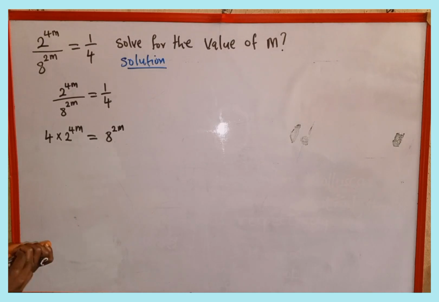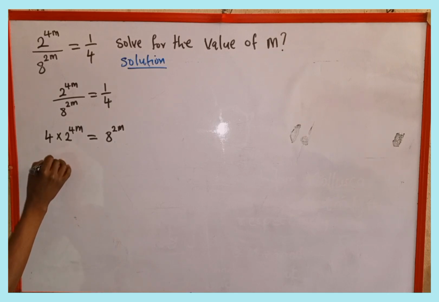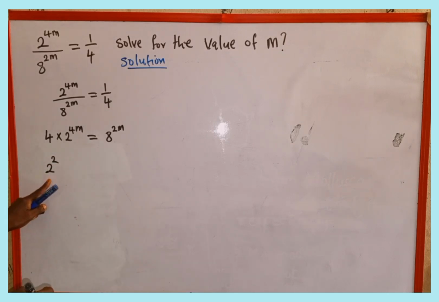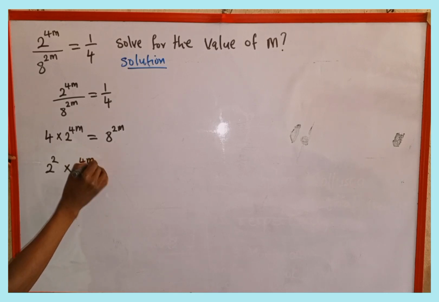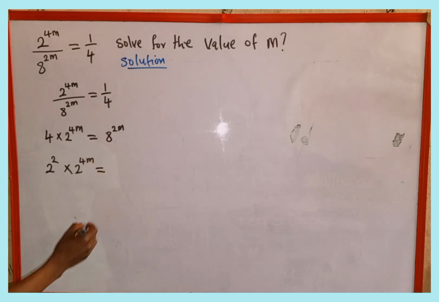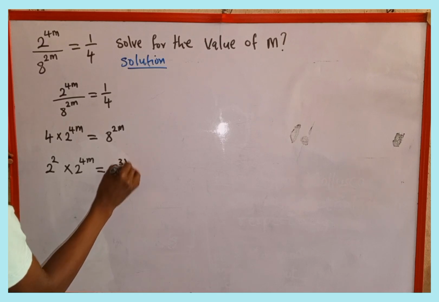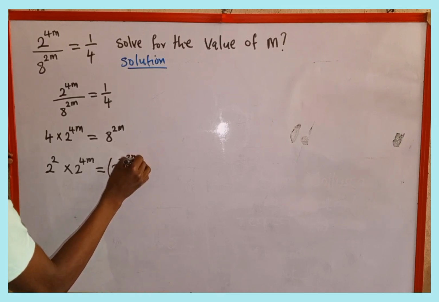So the next thing we are going to do is to express all the terms in terms of 2. This 4 can also be written as 2 to the power of 2, because 2 multiplied by 2 gives us 4. Then multiplied by 2 to the power of 4m, which is equal to 8, which can also be written as 2 to the power of 3, then all to the power of 2m.